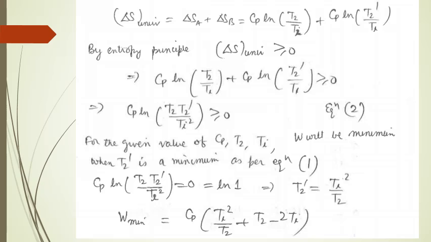So this basically says that it is only possible when the term T2 into T2 dash upon Ti square is equal to 1, because when this term is 1, the natural log of this will be equal to 0. So this gives us that T2 dash is equal to Ti square upon T2. So the minimum work will be equal to Cp into Ti square upon T2 plus T2 minus 2Ti.